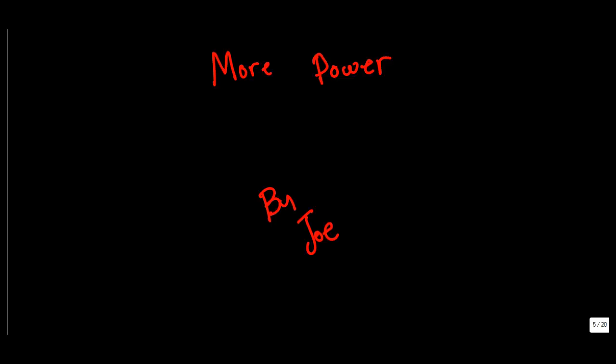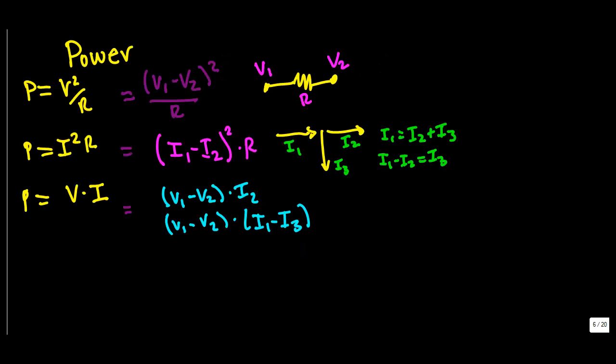Hey guys, I'm going to go over some more power with resistors, voltage differences, current differences, and I'll explain how straightforward it is and what it means. So with that said, I've written out what power is. Like we've described before, it's V squared over R, I squared R, V times I simply.